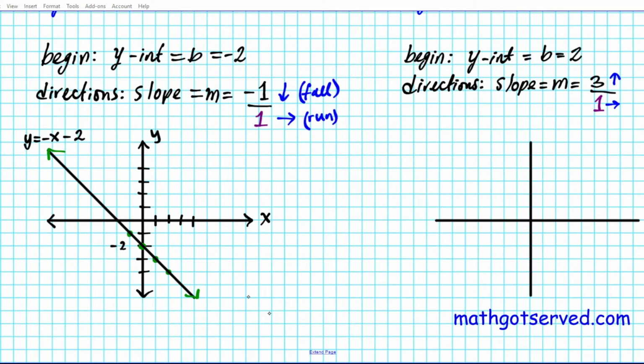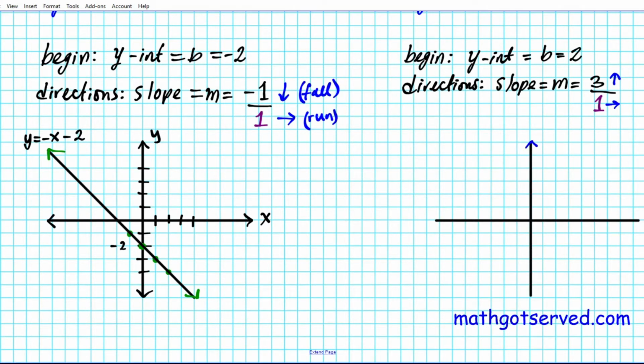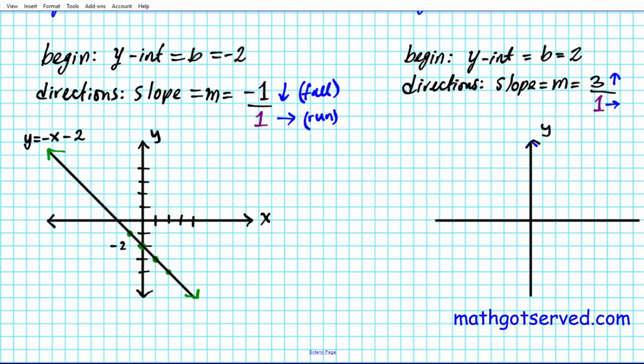Alright, so there goes the coordinate system. This is my y-axis. Alright, and this is my x. Alright, so where do we start graphing from? You begin from b. b is your y-intercept. Don't forget. So our y-intercept is 2.